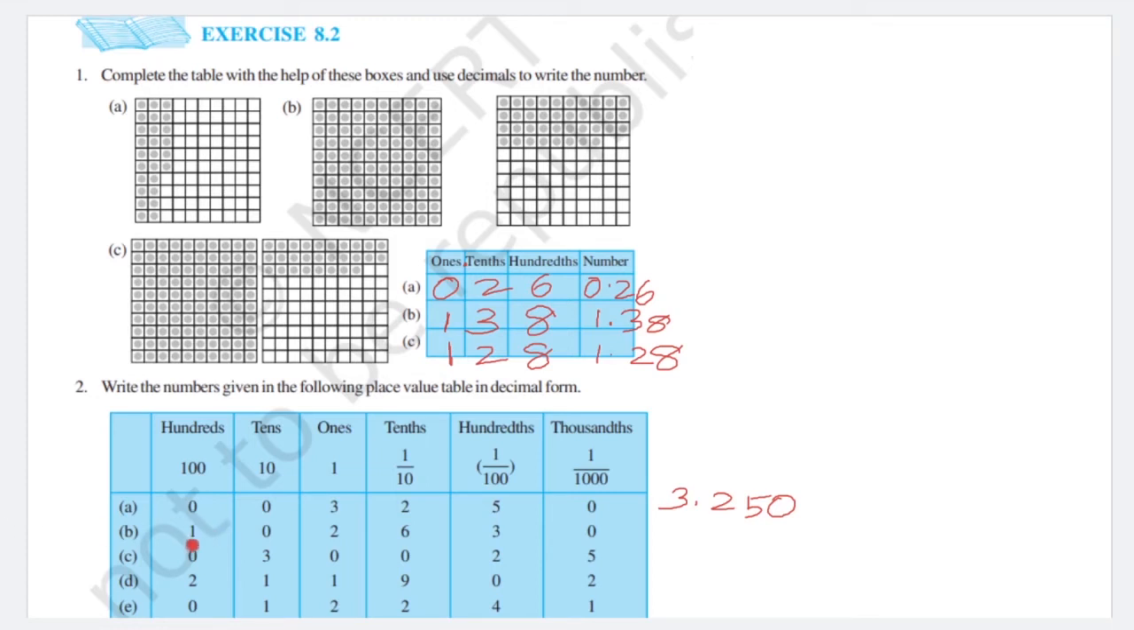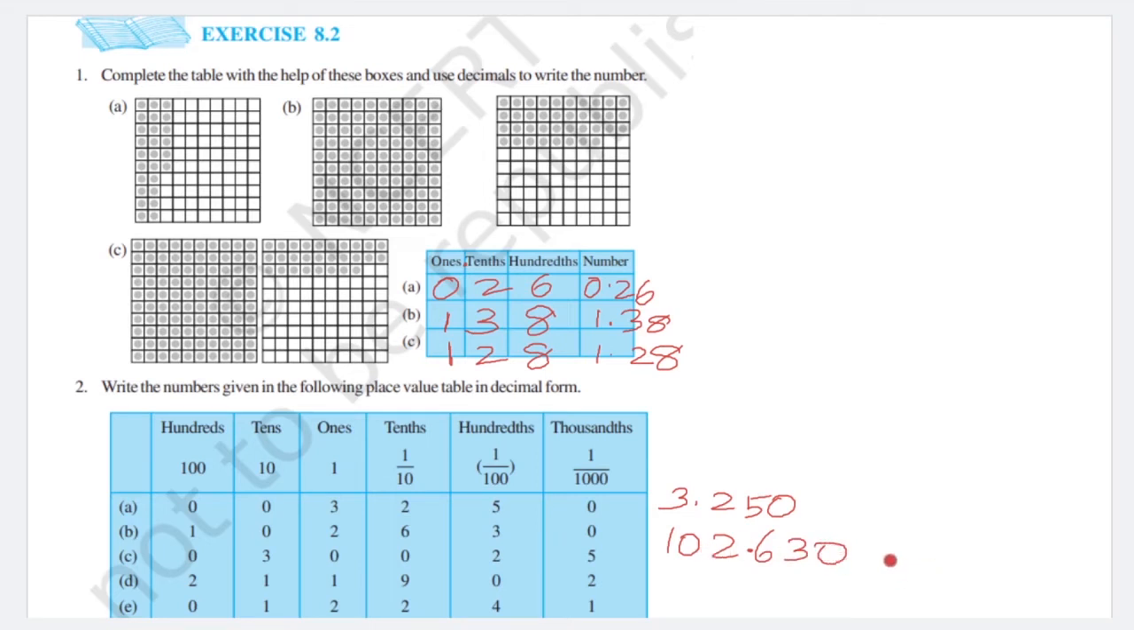Here you have hundreds place 1, tens place 0, ones place 2. So the number will be 102, and you place the decimal point after the ones. Then you have 630, so you can write here 630. The 0 after the decimal point, if the 0 is coming at the last, you need not write.